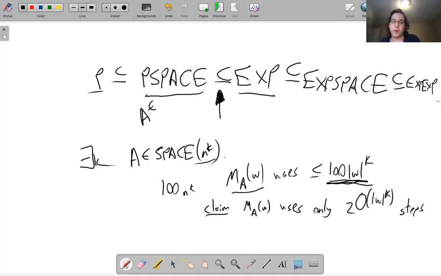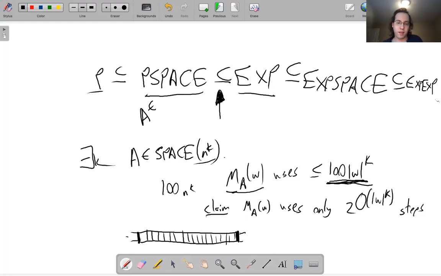This is basically because we know that M of A halts on W, because M of A decides A. So M of A halts on W, and it uses at most this much space. If you can imagine a section of the tape, and M of A, when run on W, never leaves this section, so it never crosses these boundaries. In theory, the tape might continue, but M of A will never go there. It will stay locked within here.